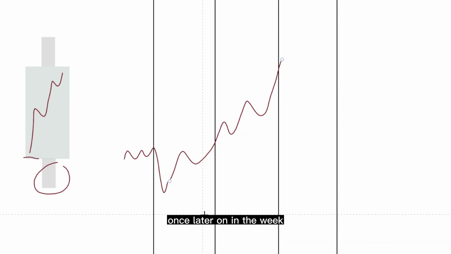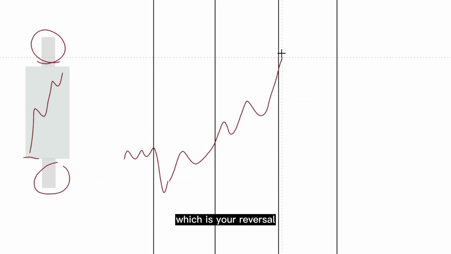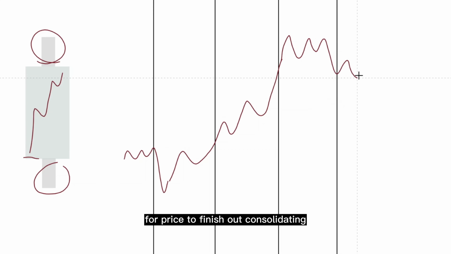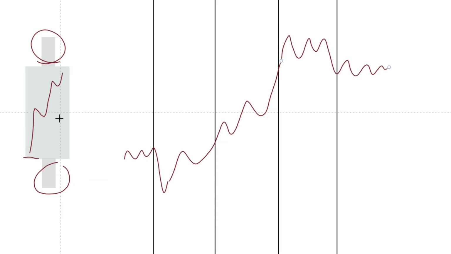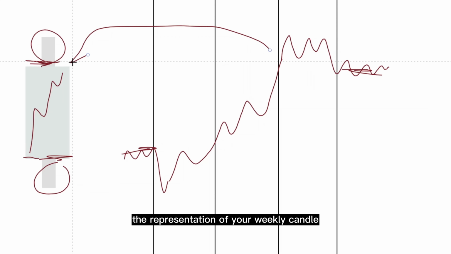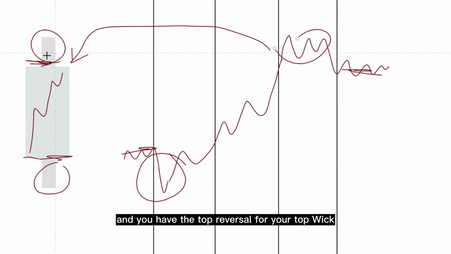Later on in the week, which would be your Thursday or Friday, this wick will occur, which is your reversal, for price to finish out consolidating. So price opened right here, which is this area here, the expansion, which is your body, and price closed, which is right here. This weekly model is the representation of your weekly candle. Again, you have the trap in the bottom and you have the top reversal for your top wick.